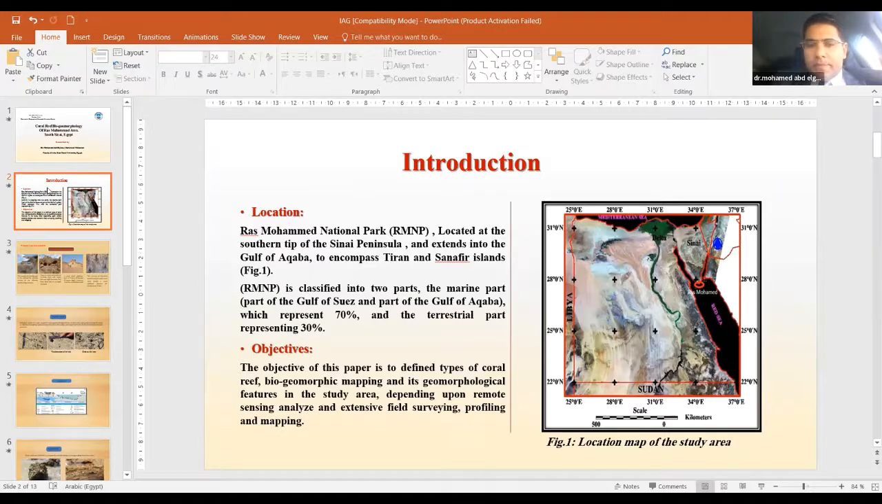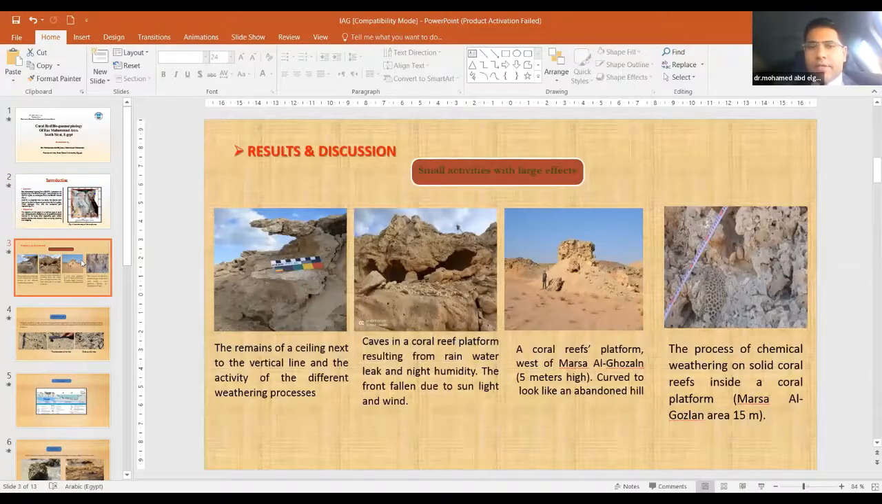The objective of this paper is to define the type of coral reef, the biogeomorphological map and the geomorphological features in the study area, depending on remote sensing analysis and extensive field surveying, profiling and mapping. Results and discussion: small activities with large effect.